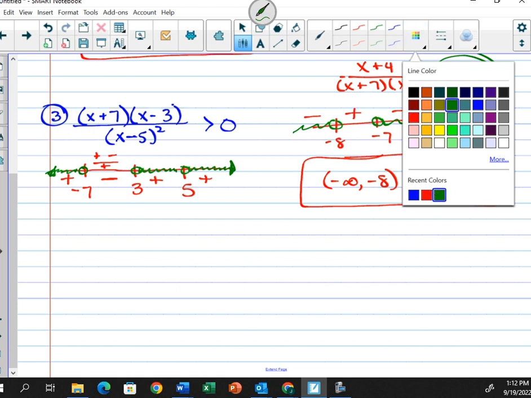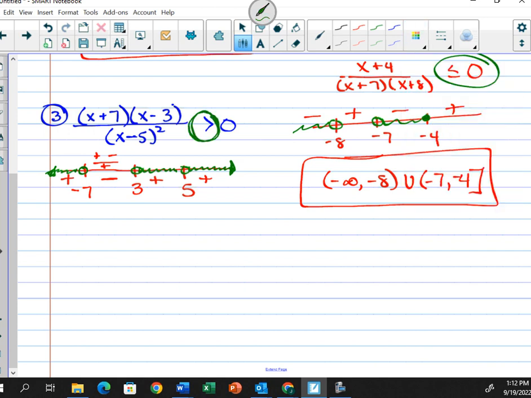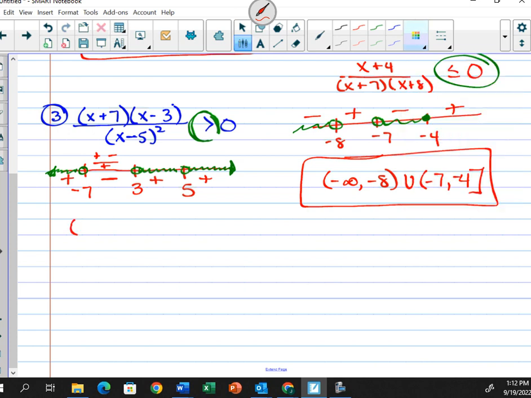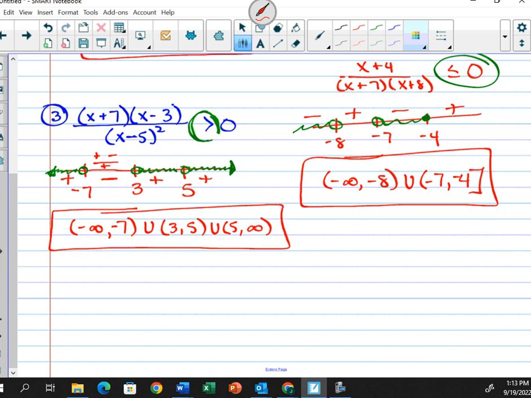This right here, this greater than. It's not greater than or equal to. That costs you lots of headaches. So it's -infinity to -7, parenthesis, union, parenthesis, 3 to 5, parenthesis, union 5 to infinity. Good. All right, guys, questions? Okay, that's good. See, we got there.